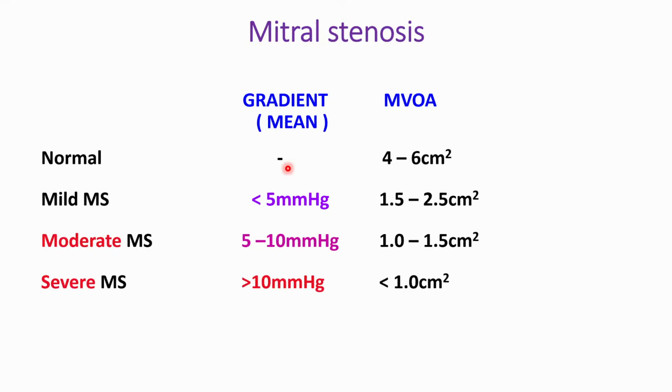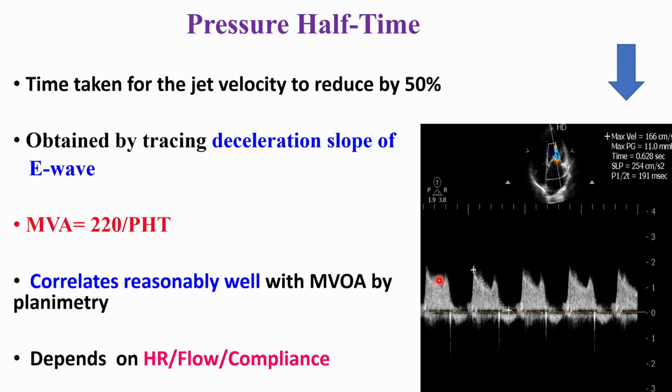Then coming on to assessing the severity of MS. So we have mild MS, moderate, and severe MS. Based on the gradient, if it is less than 5, mild. 5 to 10 is moderate. More than 10 millimeters of mercury is severe. And based on the mitral valve orifice area, if it is more than 1.5, we call it mild. 1 to 1.5 is moderate, and less than 1 centimeter square is severe.